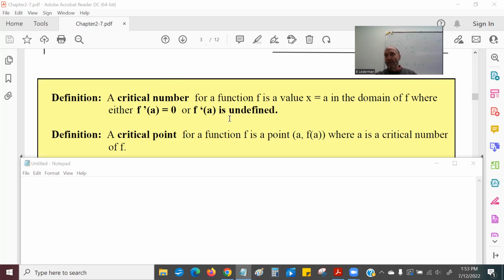And I'll give an example in just a minute. But a critical point for a function, that's the point a comma f of a, where a is a critical number. In other words, these two things are kind of the same thing, or they're talking about the same thing. Once you get a number where the derivative at that value equals 0, you just take that value and plug it into the function, and you get a comma f of a, and that's your critical point. But let me give you an actual example.